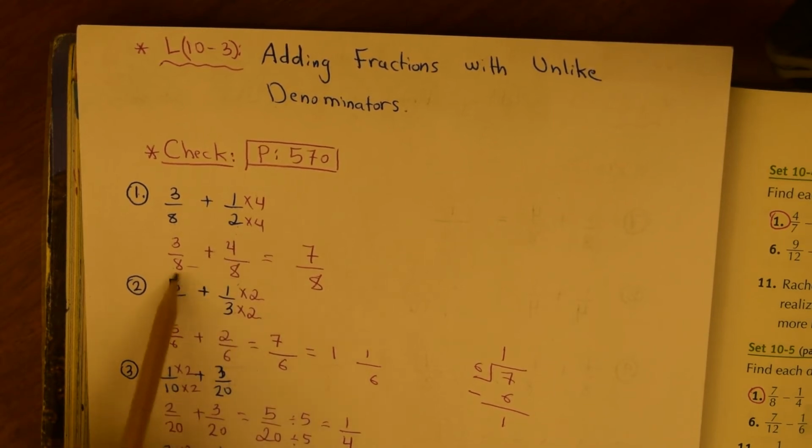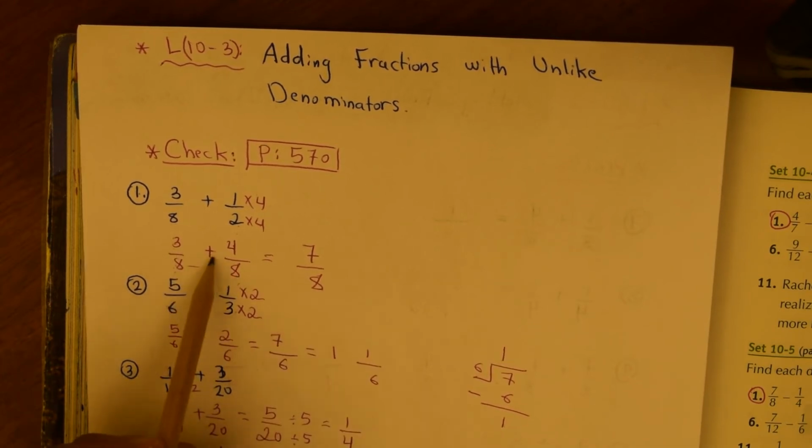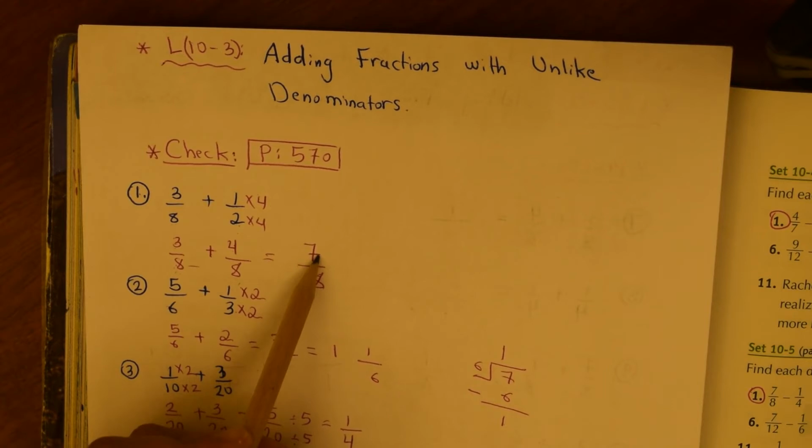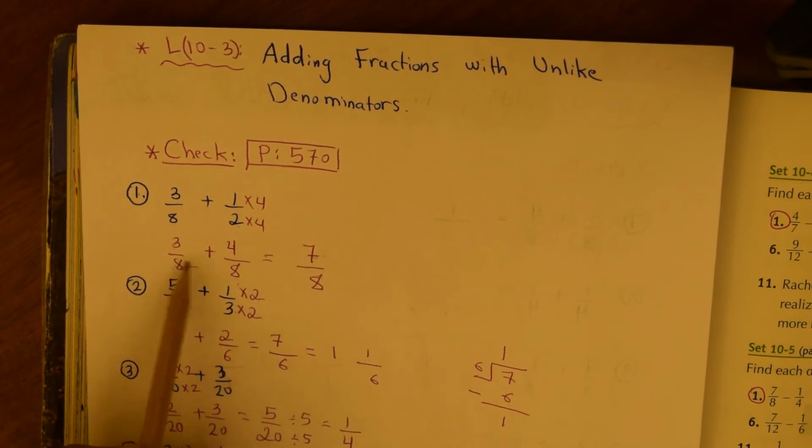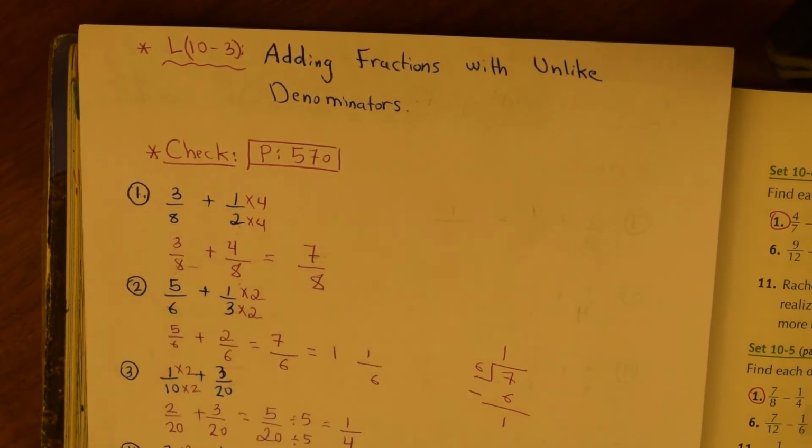Now I have common denominators. I will put 8, 8, 8. Then I will add 3 plus 4 equals 7. So we add only the numerators and the denominator will stay the same.